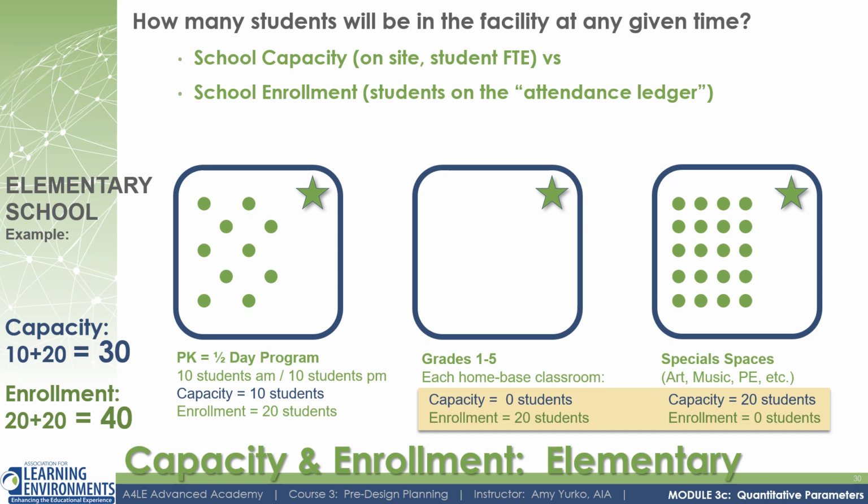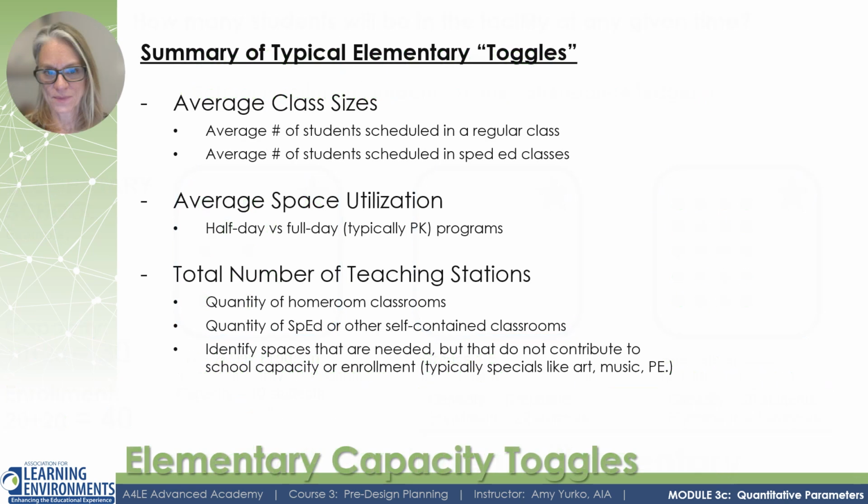Let's look at some middle school models now. So let's summarize typical elementary school considerations and toggles for calculating capacity, because you have this as part of your assignment for the week. First is average class sizes, so the average number of students scheduled in a regular class, regular homeroom. Then the average number of students scheduled in SPED classes. There may actually even be different class sizes for things like PE as well, but these are the two big ones.